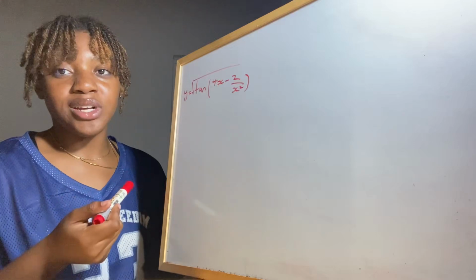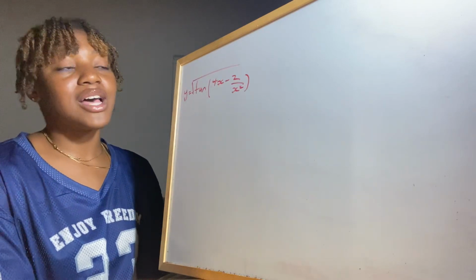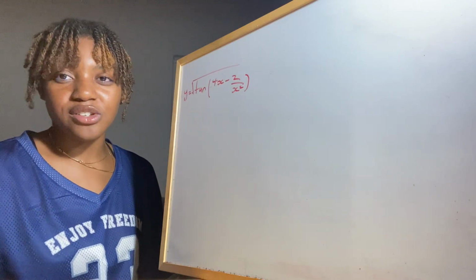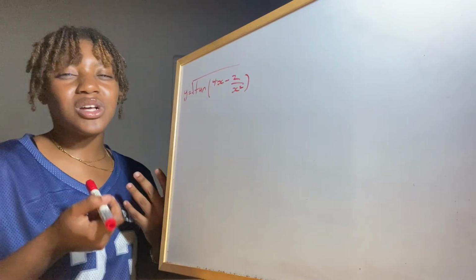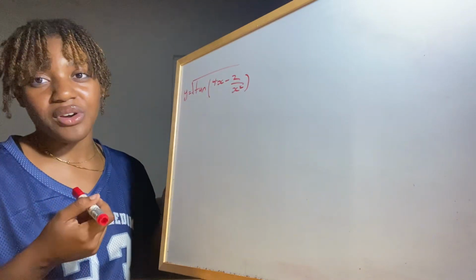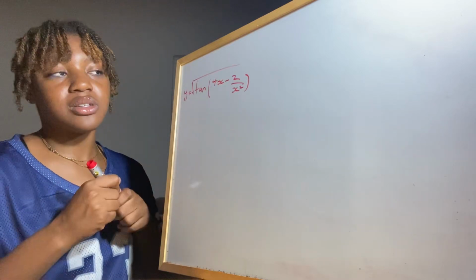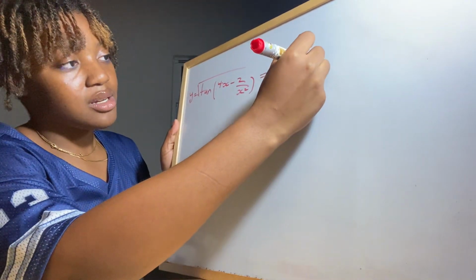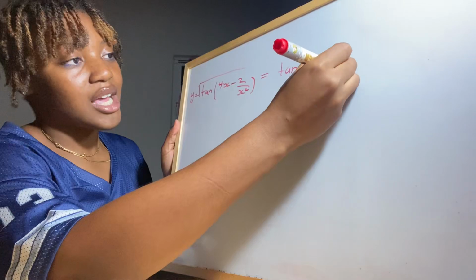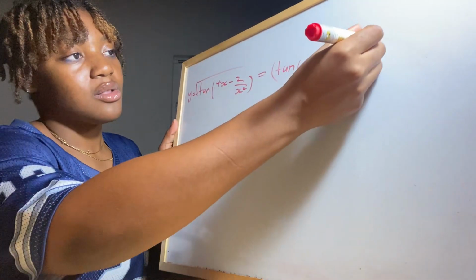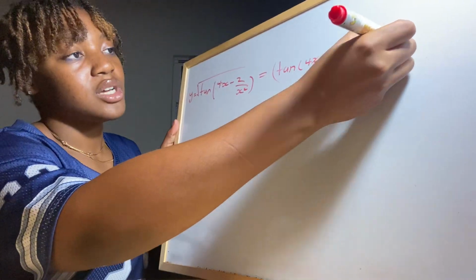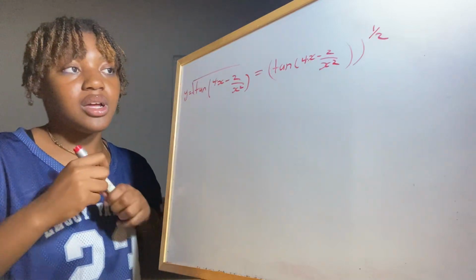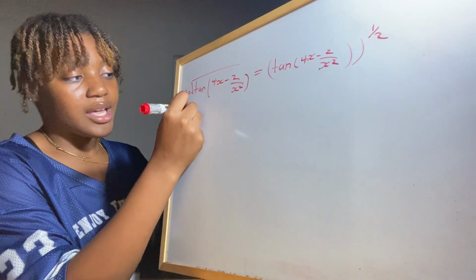This is the final question we're going to do. So y is equal to the square root of tan of (4x minus 2) over x squared. So I want to find the first derivative. The first step we're going to take is to rewrite the square root in a different form using the laws of indices. So for this, we can write tan of (4x minus 2) over x squared to the half power, because to the half power is the same thing as saying square root. Next thing is that we want to find y prime.